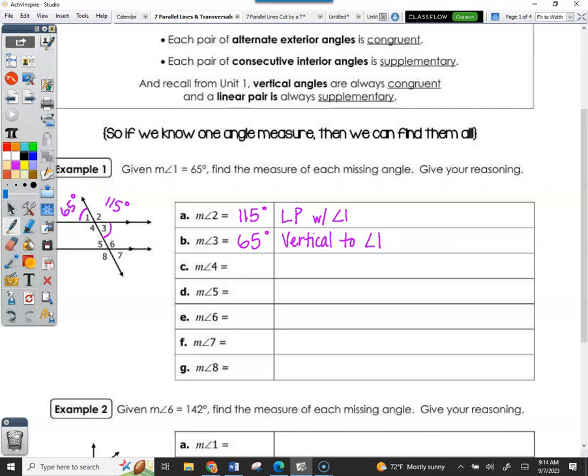All right. What is angle 4 vertical to? Angle 2. So what does angle 4 measure? 115. We're going to say vertical to angle 2. So I'm going to try and do marks here as best as I can. I had to do a different mark because it's a different measure.